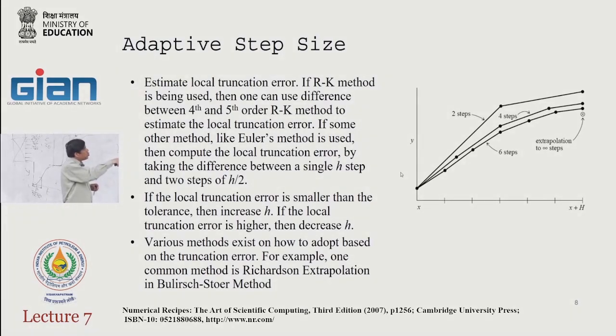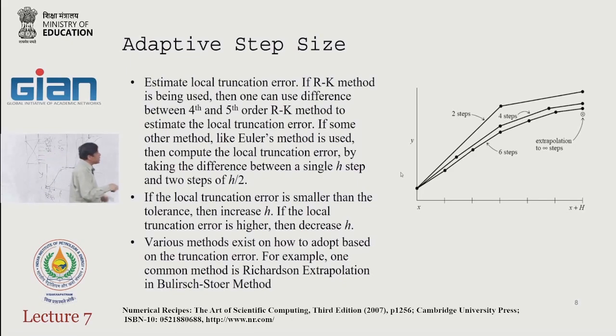So that is what is happening: 2 steps to 4 steps, for this particular graphical depiction of what's going on, there is a much bigger difference in the results, but after that it does not matter much here. So that gives you an estimate of the local truncation error. If that local truncation error is smaller than the tolerance, then you increase h.